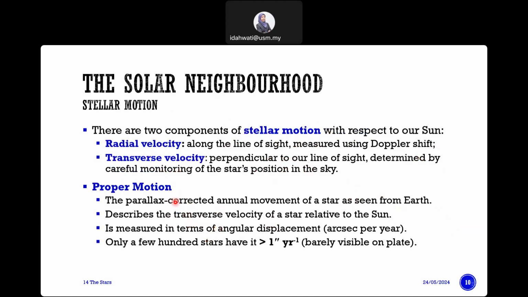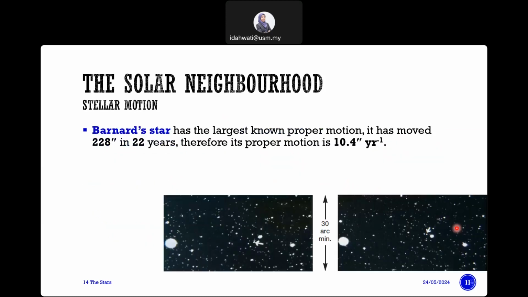And we have the proper motion, which is the parallax-corrected annual movement of a star as seen from the Earth. It can describe the transverse velocity of a star relative to the Sun, and it is measured in terms of angular displacement, or arcseconds per year.